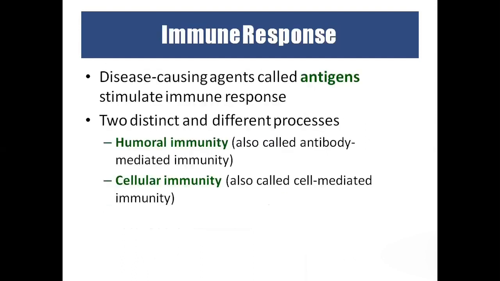So immunity is of two different types. One is humoral immunity, which means the immunity is present in the blood. We also call it antibody mediated immunity. And we have cellular immunity, the immunity at the tissue level. B lymphocytes are responsible for humoral immunity, and T lymphocytes are responsible for cell mediated immunity.